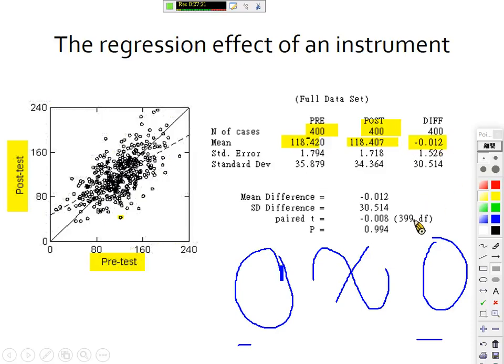So basically, for these 2 groups, the possibility that the 2 means are equal is 99.4%. Look here, this is the possibility. So basically, the treatment has no effect. It's no effectiveness at all. Did you see this? The rationale.